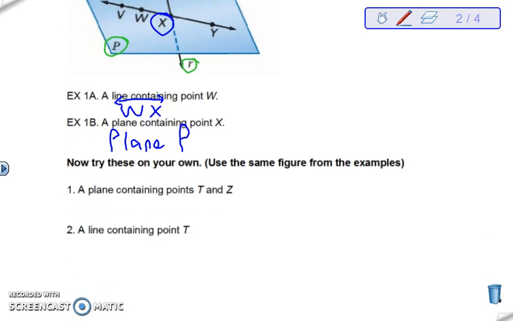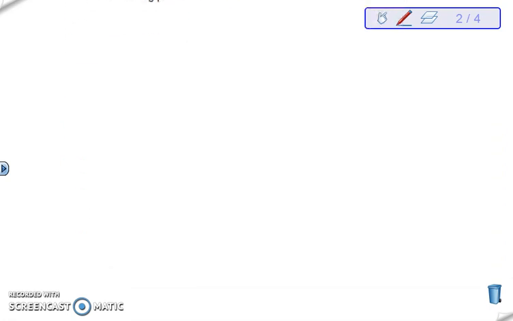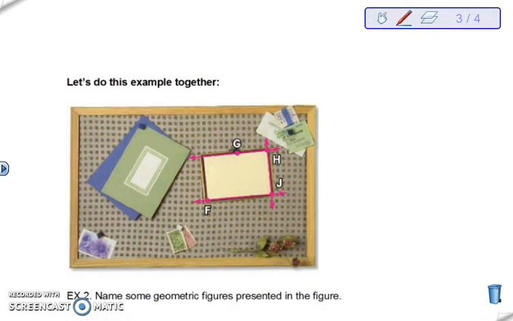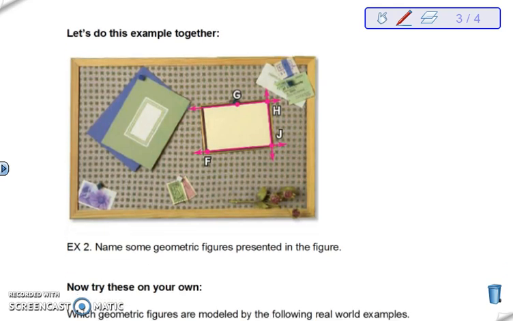Alright, so the next 2 problems you can try on your own. Let's move on to the next example. Alright, so we look at this. We have our picture. The example says, name some geometric figures presented in the picture. So if I look at it, that little sheet of paper has some lines going around it, right? They highlighted some stuff for us. They labeled some points for us. So we have point G.